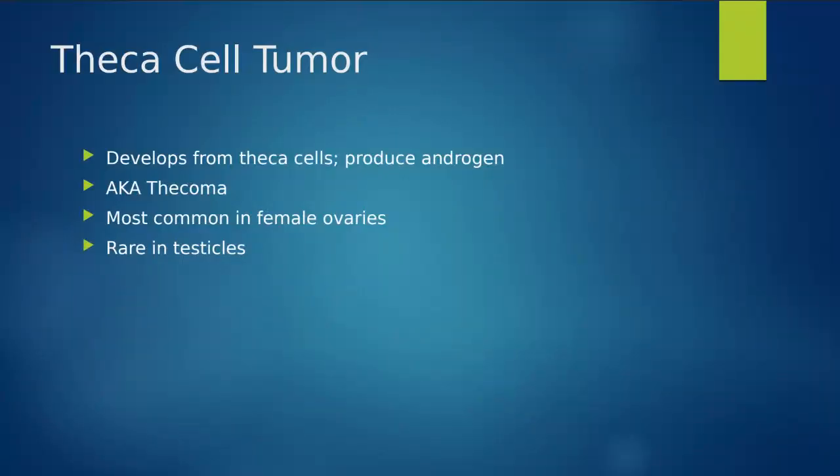Next, we have theca cell tumors. As we said, these are also known as thecomas. These are more common in ovaries when we're looking at a female patient. They're very rare in testicles, but they develop from theca cells, which both genders have, and our theca cells are responsible for producing androgen. Remember, theca cell tumors are going to be endocrine tumors, so they are responsible for producing those hormones, and androgen is going to be one of the main ones. We'll learn more about thecomas when we look at ovaries as well.